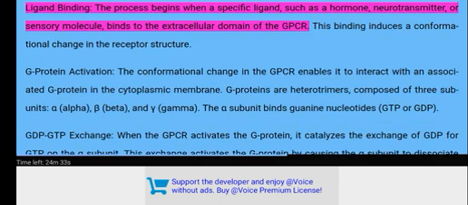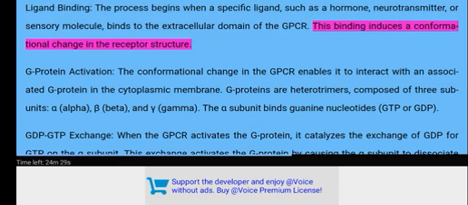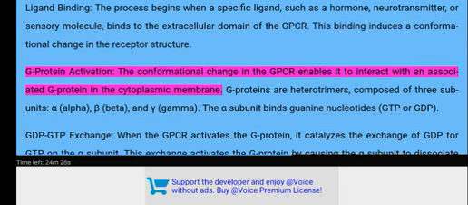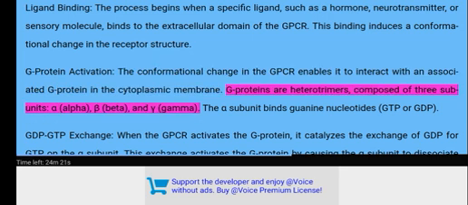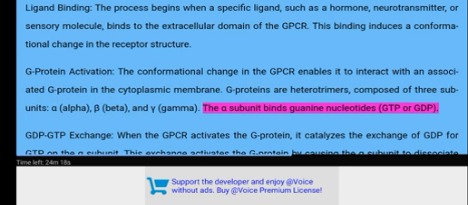Ligand binding. The process begins when a specific ligand, such as a hormone, neurotransmitter, or sensory molecule, binds to the extracellular domain of the GPCR. This binding induces a conformational change in the receptor structure. G-protein activation. The conformational change in the GPCR enables it to interact with an associated G-protein in the cytoplasmic membrane. G-proteins are heterotrimers, composed of 3 subunits, alpha, beta, and gamma. The alpha subunit binds guanine nucleotides, GTP or GDP.